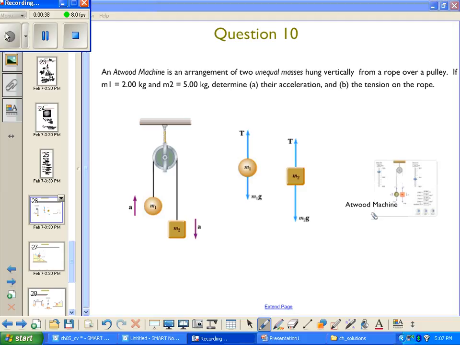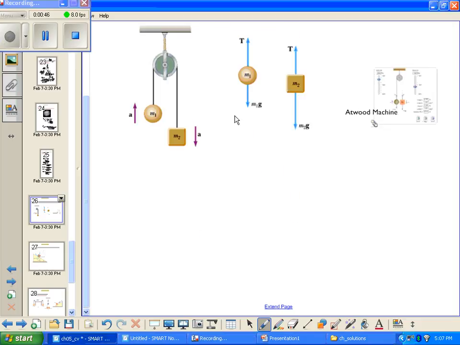Here, the first thing we want to do is to draw a free body diagram for each of the masses, which has been done for us here. We'll go ahead and reproduce it, and specifically we make note of the fact that we have two unknown quantities to solve for, both of which happen to be the same value for mass 1 and mass 2.